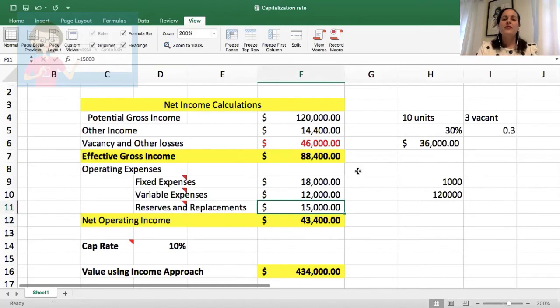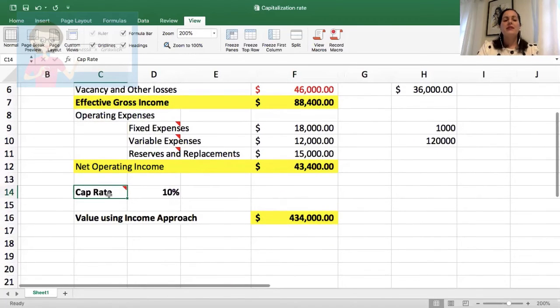That's it. So from there, you do 88, right? Minus 18, minus 12, minus 15. So your net operating income is actually $43,400. From there, you're going to have what is called the cap rate.